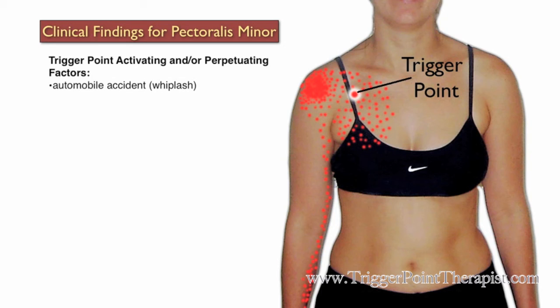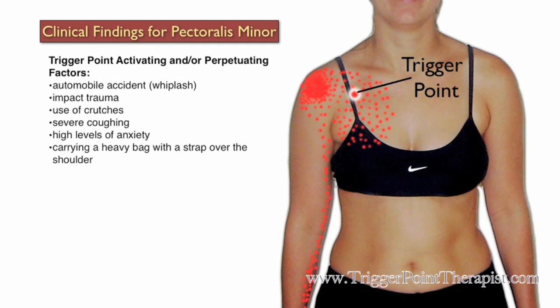Trigger point activating and perpetuating factors for the pec minor include car accidents, impact trauma directly to the chest, use of crutches, severe coughing, high levels of anxiety, carrying a heavy bag with a strap over the shoulder, and the head forward rounded shoulder posture.